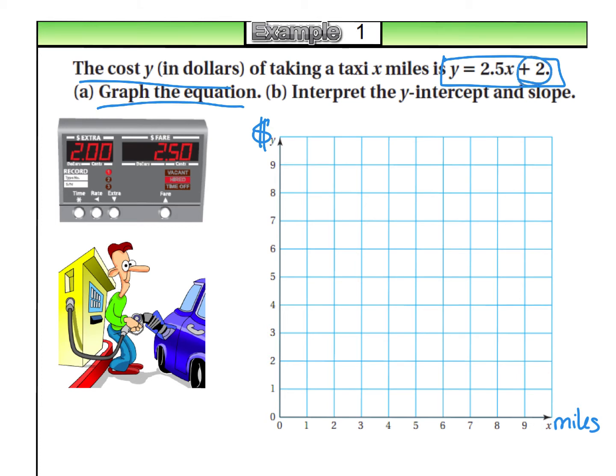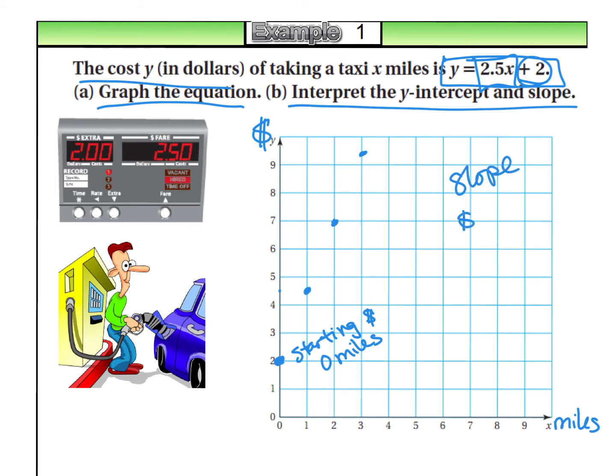We're going to start by graphing our y-intercept, so it's going to be on 2. You also have to interpret what they mean. This is our starting point. This is how much money we are paying at 0 miles. Then we have our slope. We're going to go up 2.5 each mile. That is how much we're being charged per mile. So our slope is our money per mile.